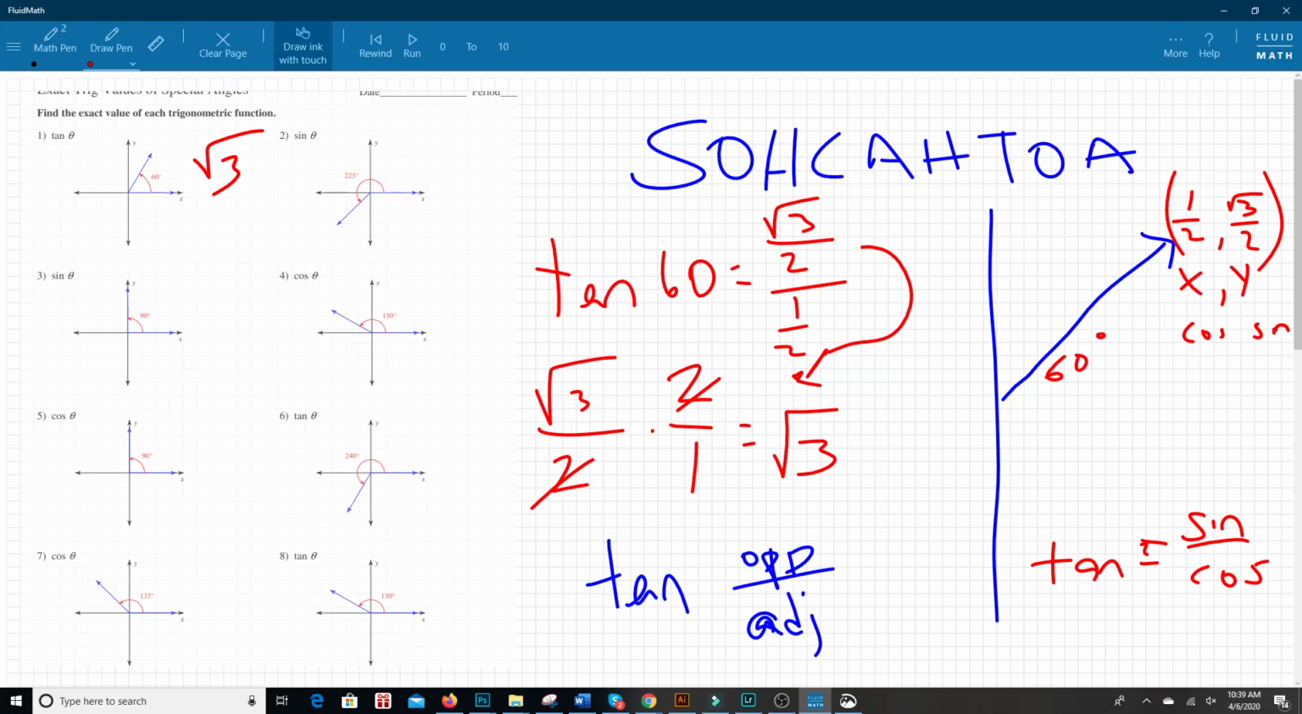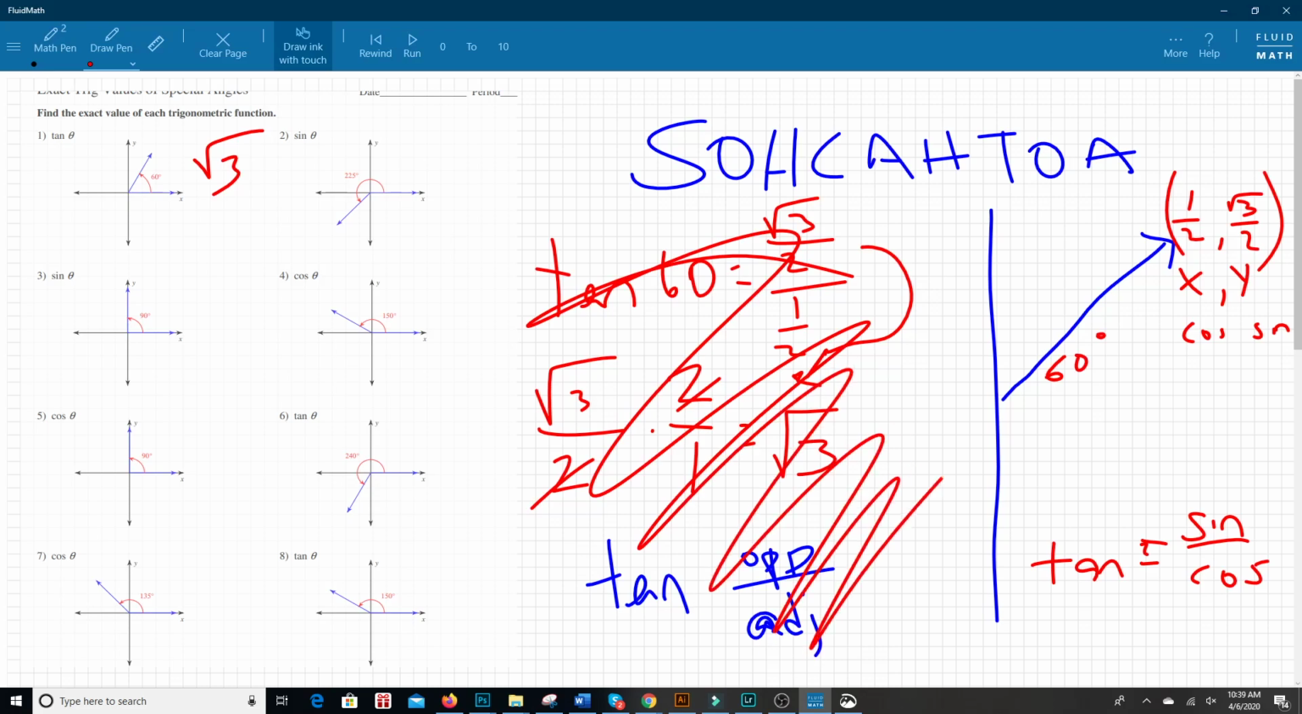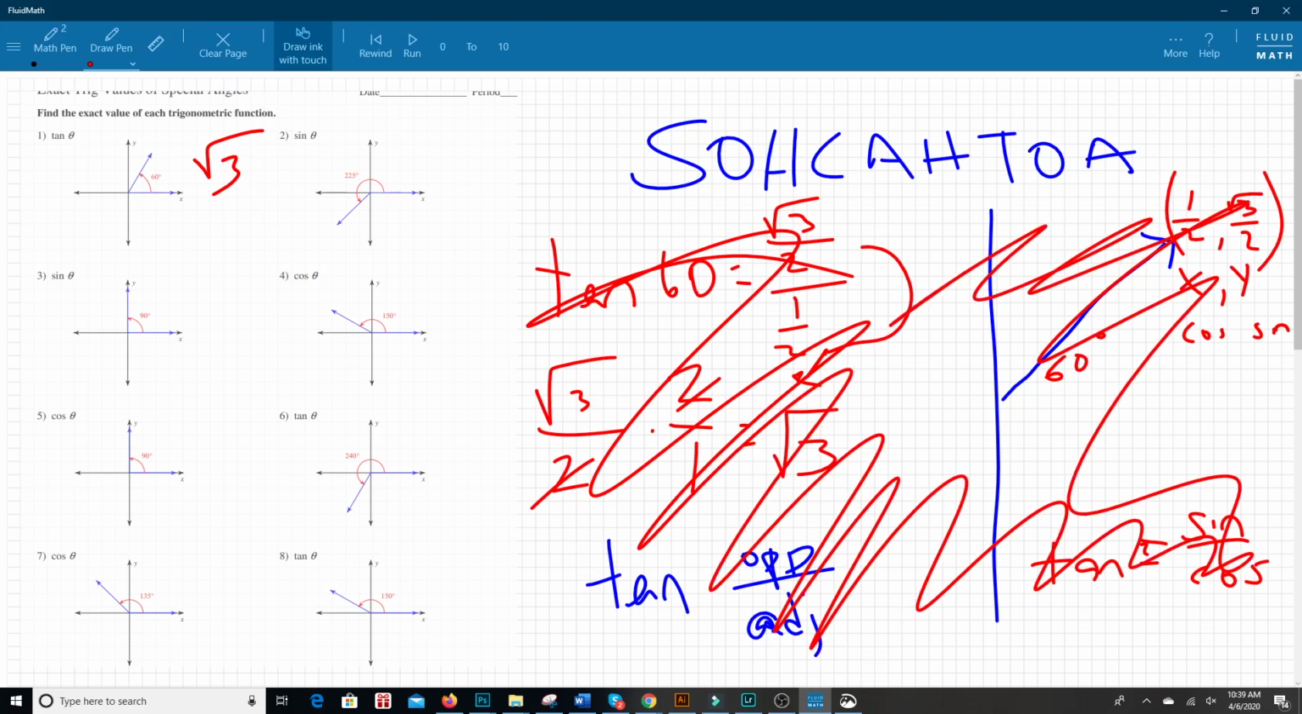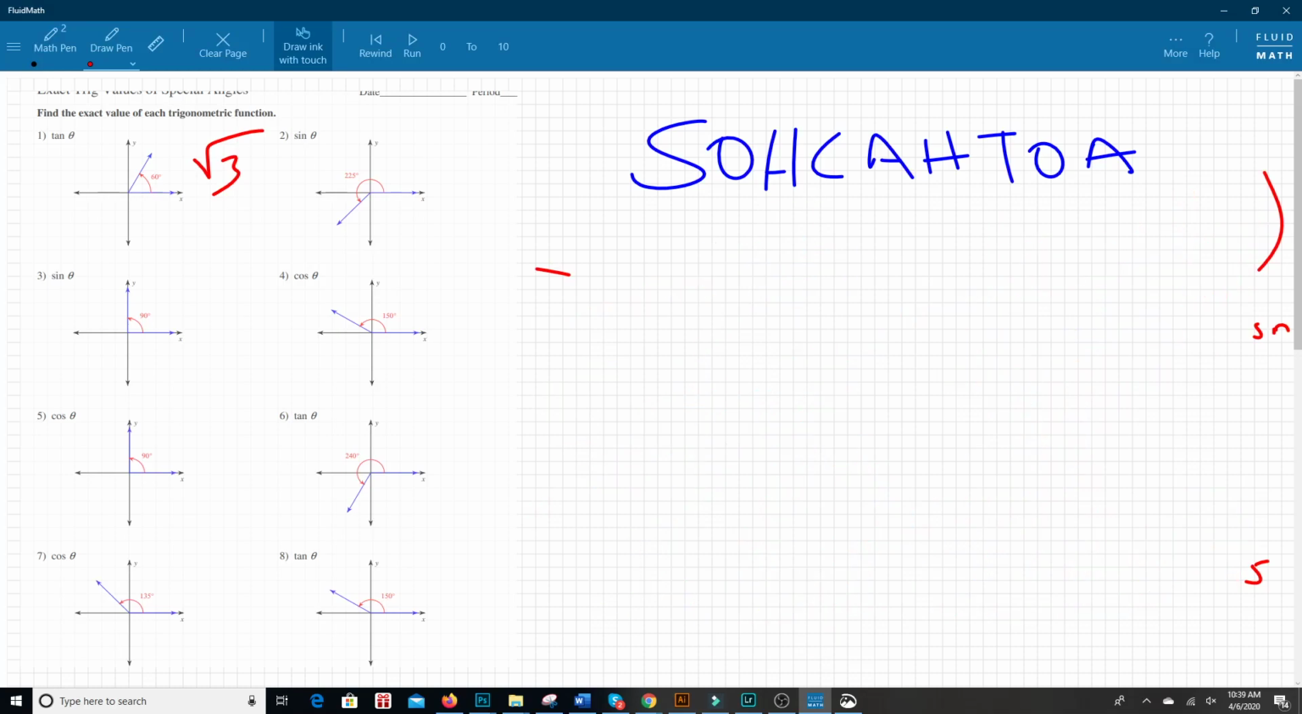In the same vein, keep in mind it's SOHCAHTOA, so sine is going to be opposite over hypotenuse. So let's look at question 2. Let me erase all this. Okay, so for sine, we have 225 degrees. Keep that in mind, right? Or we could look at it from the other angle, but let's just use the traditional way so you guys can understand this.